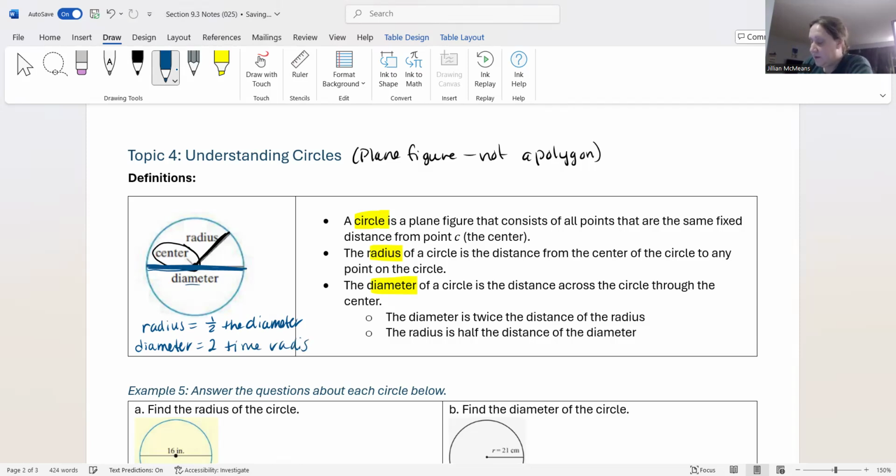I think I have that written out a little bit better here. The diameter is twice the radius, and the radius is half the diameter, and you must understand that. That's kind of the heart and soul of a circle.